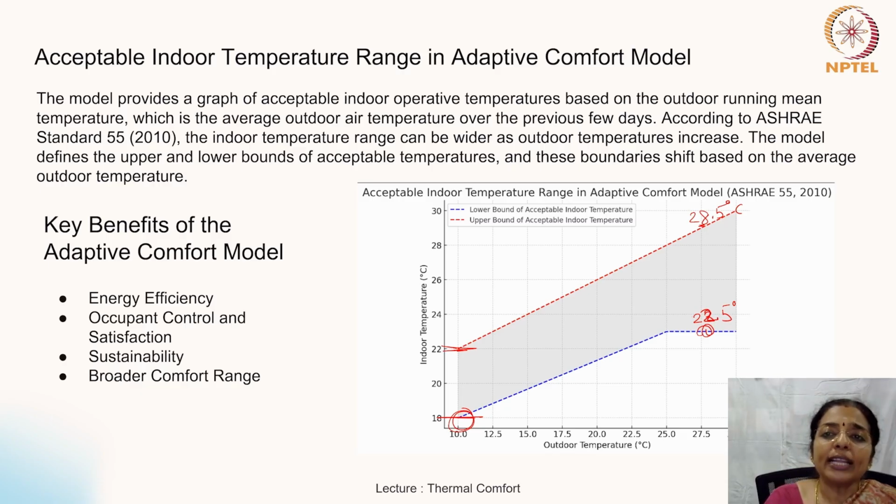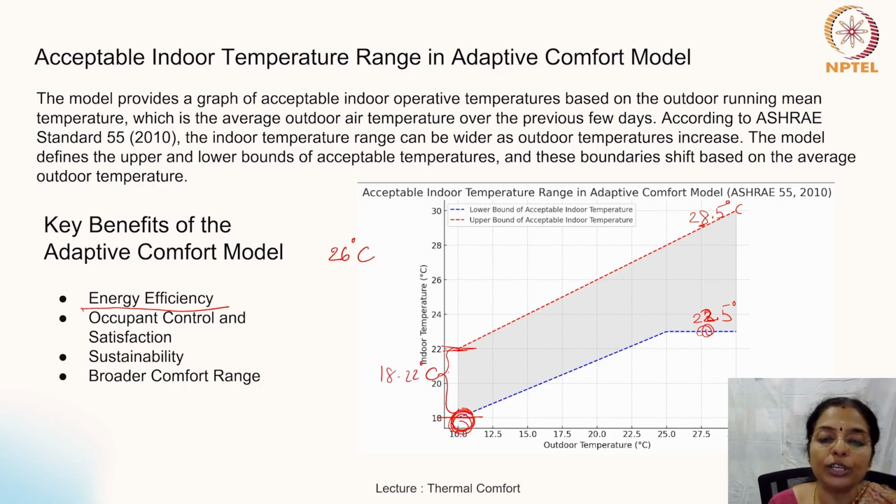So what are the benefits of this system? One of the key benefits is energy efficiency. The adaptive comfort model gives us energy efficiency because it does not say that you can feel comfortable only at 26 degrees centigrade irrespective of what the outdoor condition is. It says if the outdoor temperature is 10 degrees centigrade, you can feel comfortable at 18 to 22 degrees centigrade.